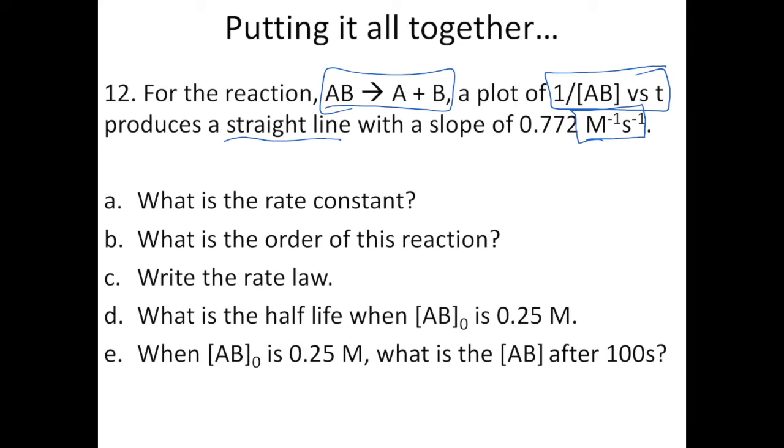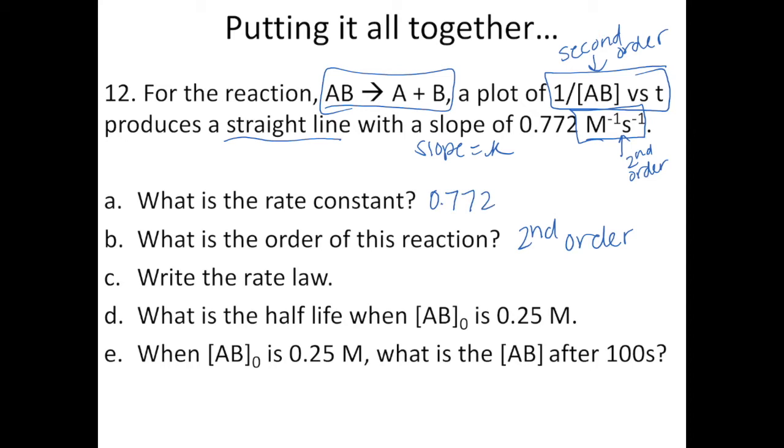Okay, what is a rate constant? Well, what's the order of my reaction? This says that I made a second order plot. These units say second order. If I jump to B, it's second order, which means that my slope is equal to K. So my rate constant is this number.